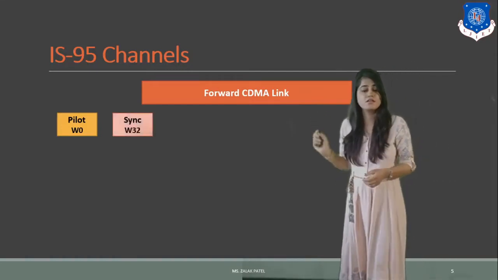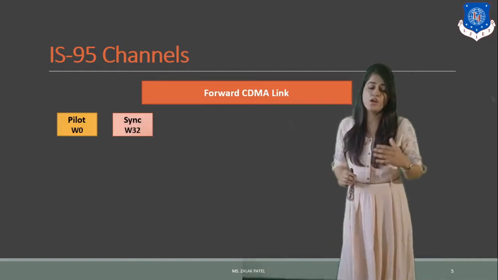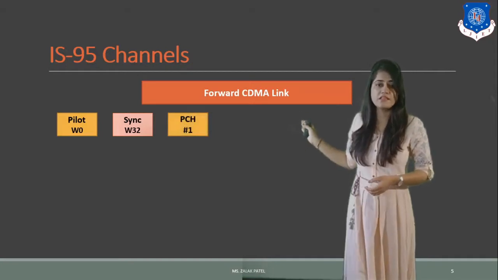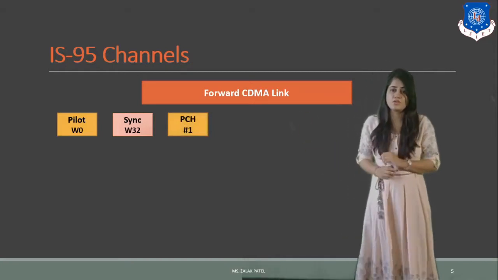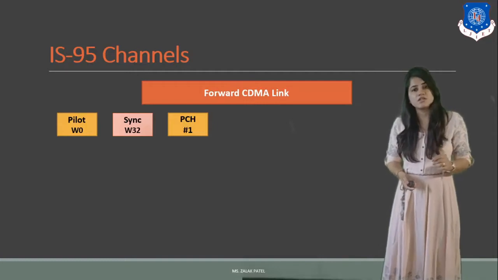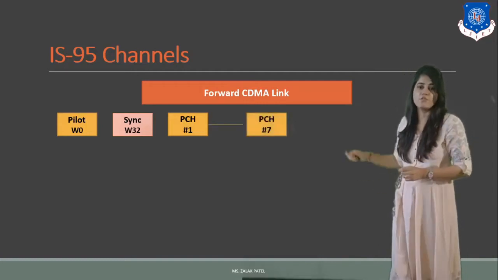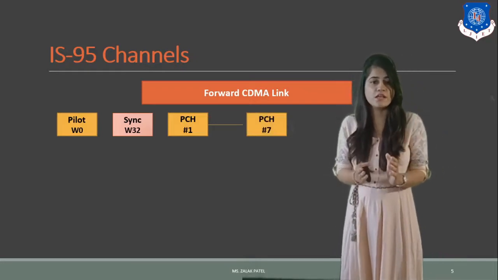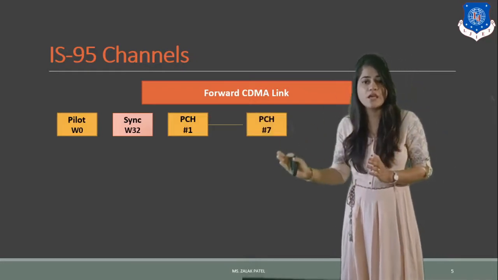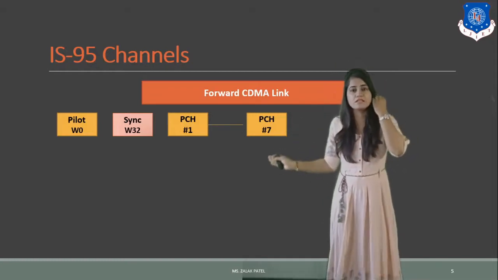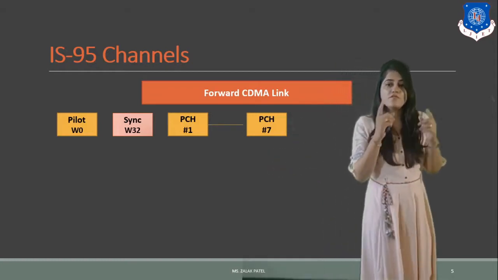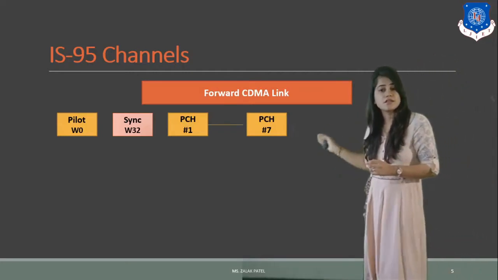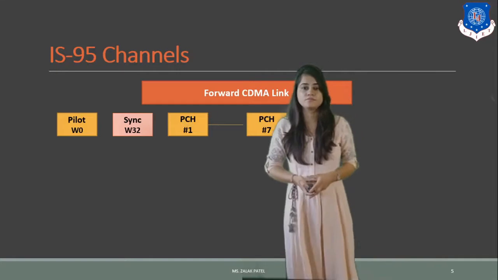Then the second is the synchronization channel, meaning W32 is given for synchronization purposes. Next one is PCH. PCH means paging control channel. Here 7 paging control channels are there, so PCH1, 2, up to PCH7 are paging control channels. W1 to W8 is assigned to PCH because there are 7 channels. W0, the first one, is the pilot. From W1 to W8 is assigned to the paging control channels.